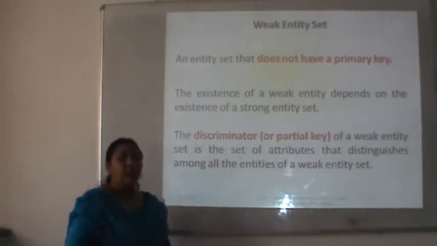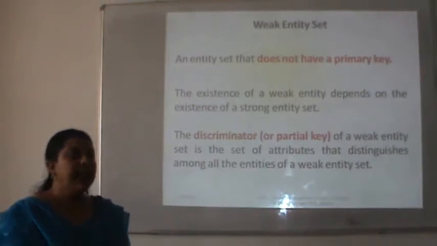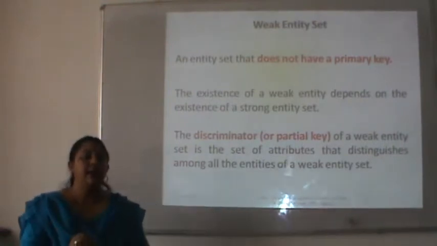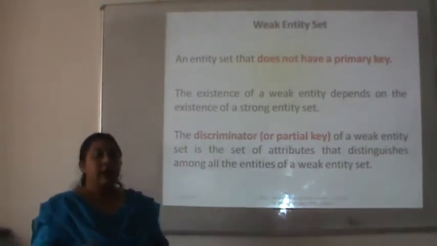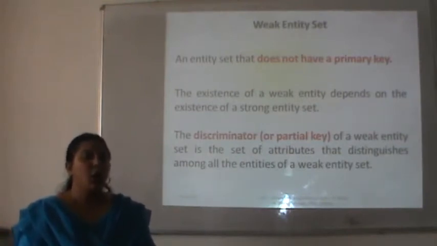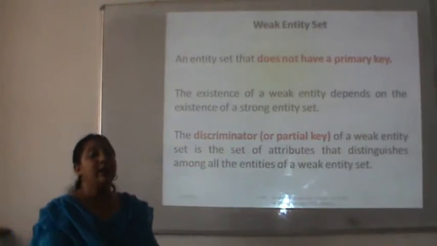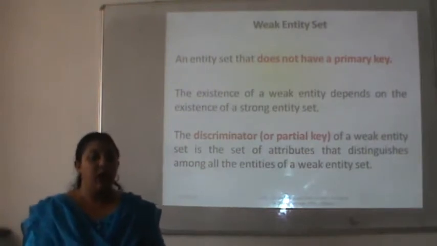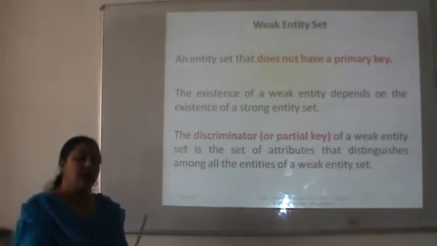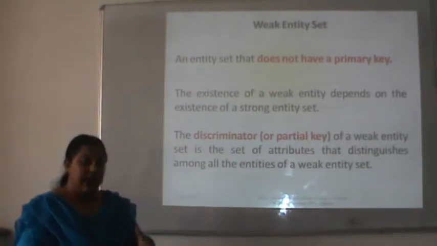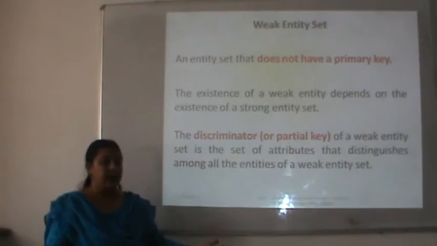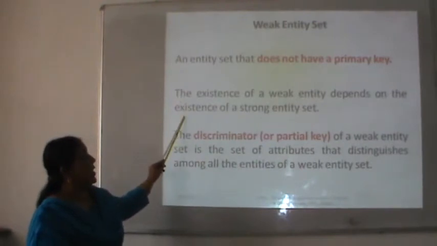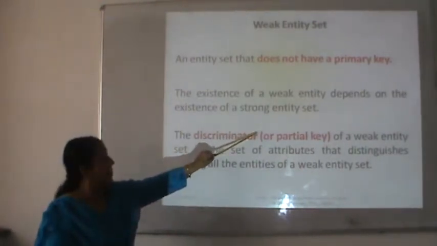Weak entity sets. We know that entities have a key attribute, which means that attribute uniquely identifies that entity set. Now, at times there are entities which do not hold any attributes that can uniquely identify the entity set. So the entities which do not have a primary key attribute are called weak entity sets. Such entity sets depend on some other strong entity set for their existence. The existence of a weak entity set depends on the existence of a strong entity set.